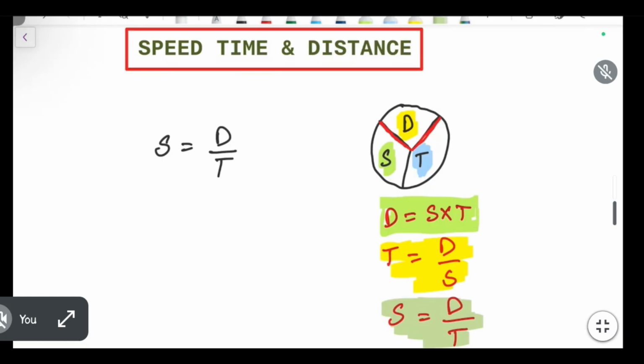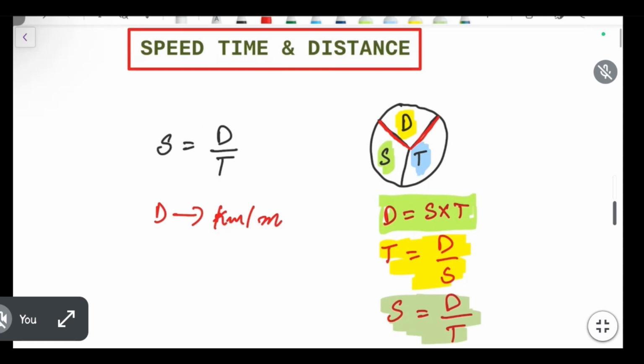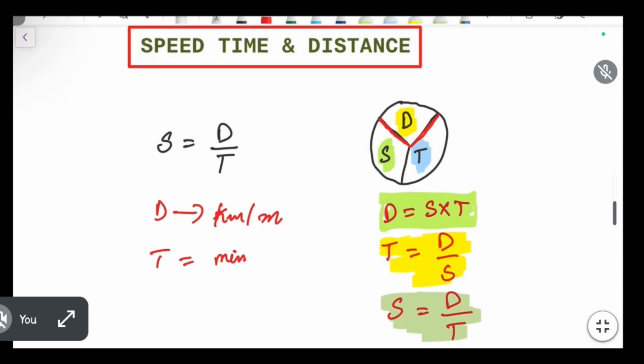So first thing first, what is distance? Distance means how long you are traveling. It will always be given in terms of kilometer or meter, or sometimes they will give you the length of the train and so on, but most of the time it will be given in kilometer and meter only. And time will be given in terms of minute, second, and hour.